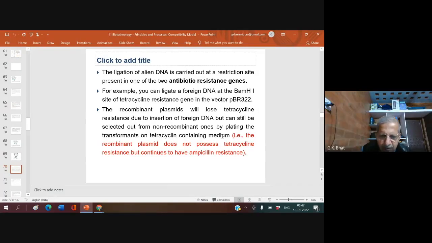Die. It will die. That is, the recombinant plasmid does not possess tetracycline resistance, but continues to have ampicillin resistance. So they die in tetracycline, but in ampicillin medium they are going to survive. So you are putting them in ampicillin and in tetracycline. Whatever survives in ampicillin, you are selecting, because they possess recombinant DNA.